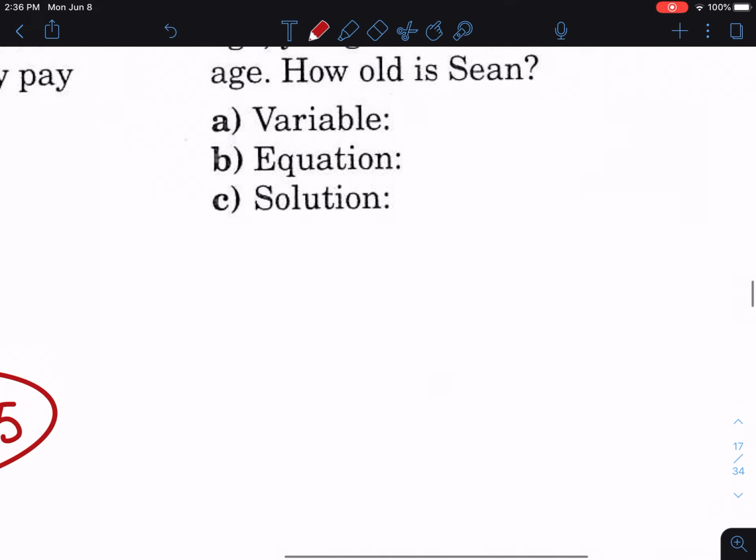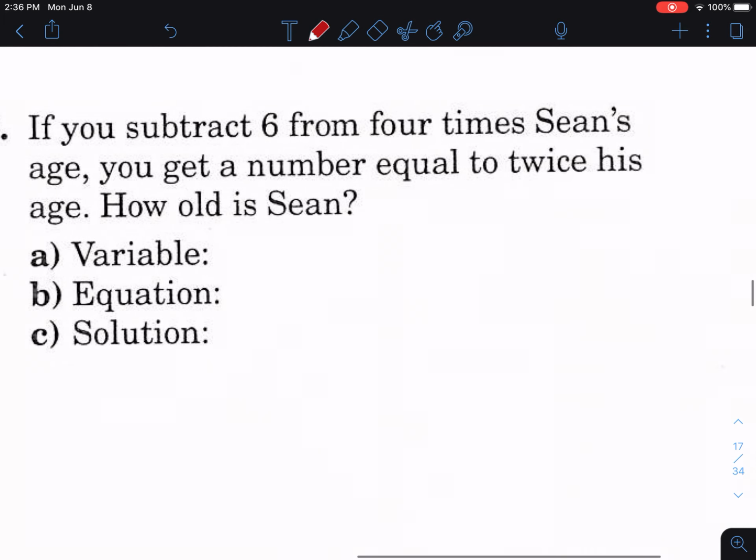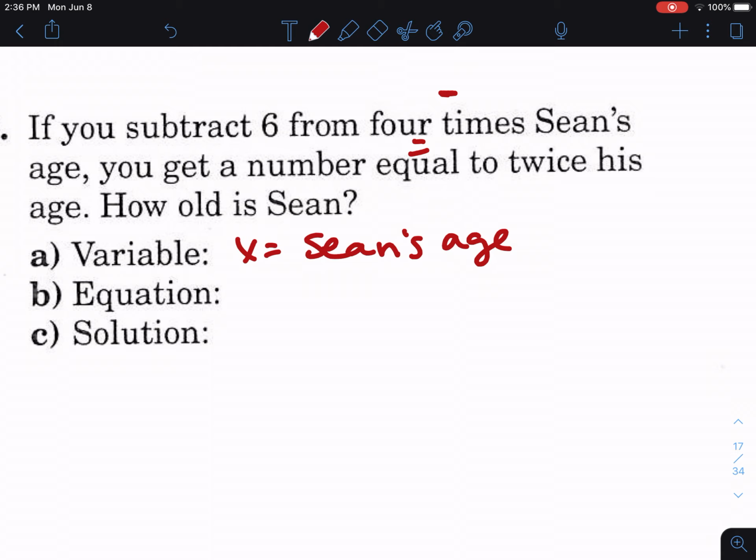Okay. Number 9. If you subtract 6 from 4 times Sean's age, you get a number equal. So there's going to be an equal, there's going to be a subtraction and a multiplication to twice his age. How old is Sean? So X is Sean's age. And it says 4 times.